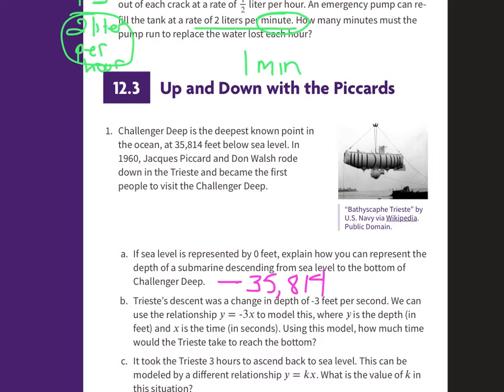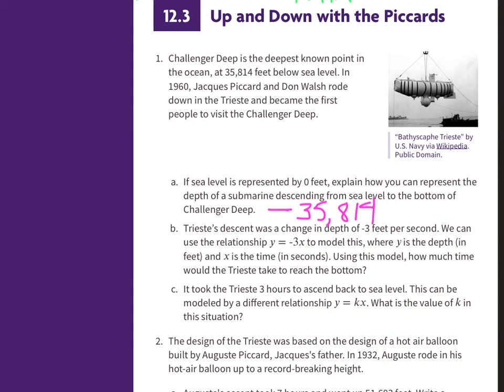Trieste's descent was a change in depth of negative 3 feet per second. We can use the relationship y equals negative 3x to model this, where y is the depth and x is the time. Using this model, how much time will the Trieste take to get to the bottom? Okay, so if I take this and plug it in right there, I get negative 35,814 equals negative 3x. Okay, so we want to know what x is. We're solving for x.